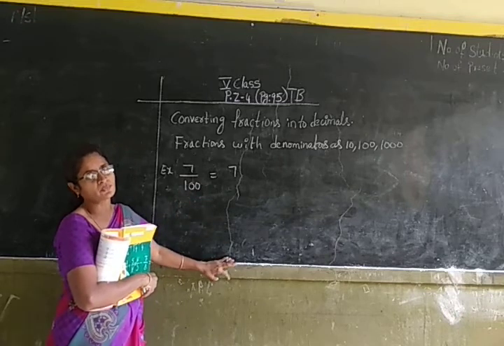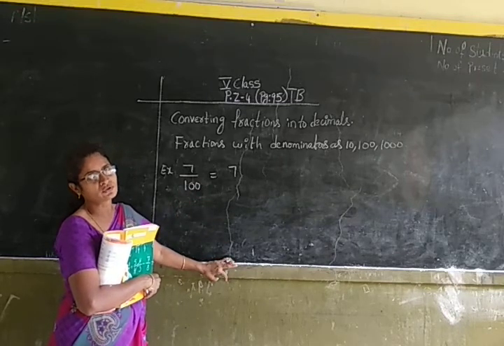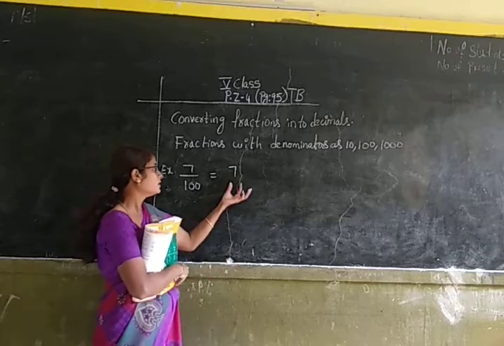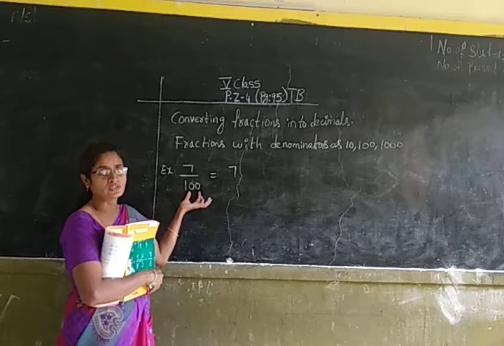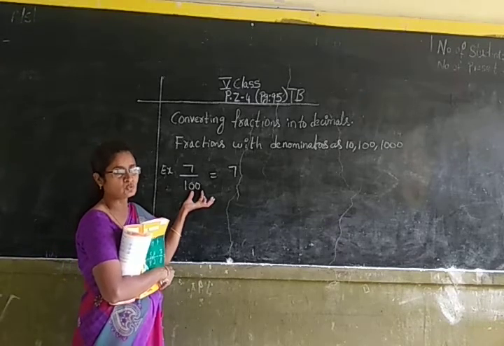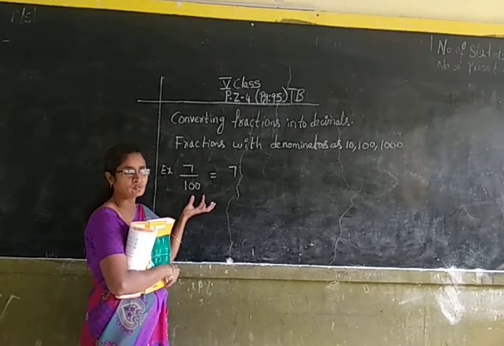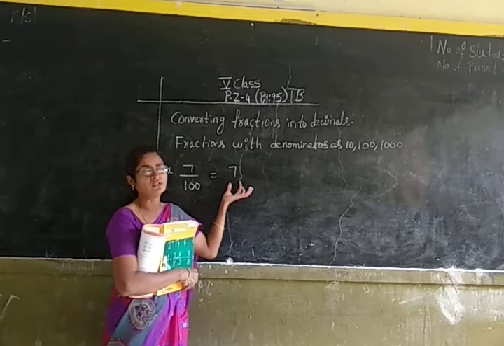So you have to put a point after 2 digits. Here you are having only 1 digit. Okay children, you have to put a point after 2 digits because here you are having 2 zeros. For 100 you are having 2 zeros. So you have to put a point after 2 digits.